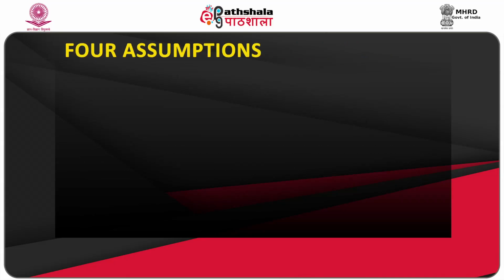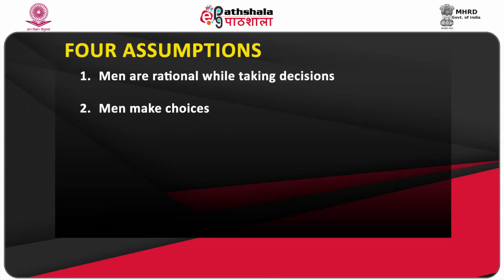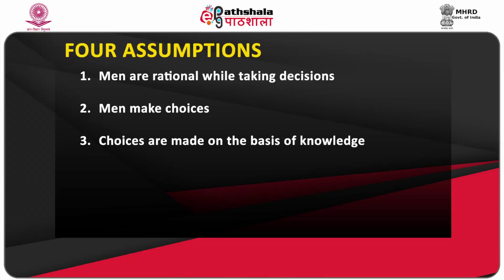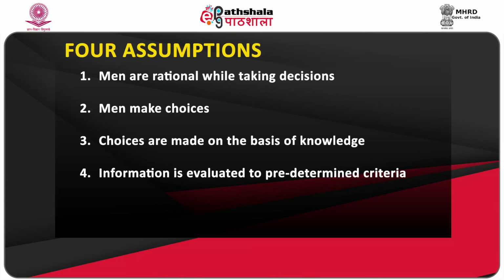This scheme of Kates was based on 4 major assumptions. Number 1, men are rational while taking decisions. Number 2, men make choices. Number 3, choices are made on the basis of knowledge. And number 4, information is evaluated to predetermined criteria.